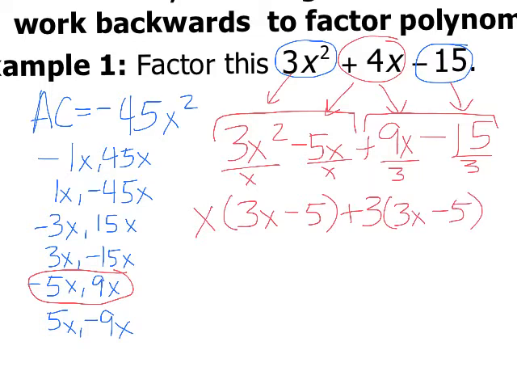So at this point, my parentheses should match, right? 100%, they should match. And they do. So I factor that 3x minus 5 out. So if I factor it out of both of these terms, I'm left with x plus 3.